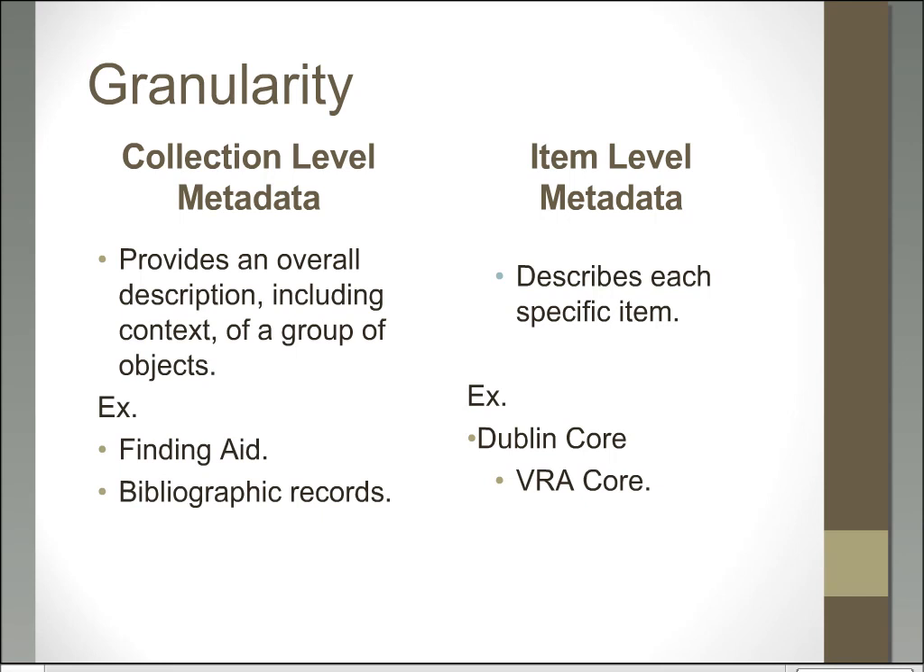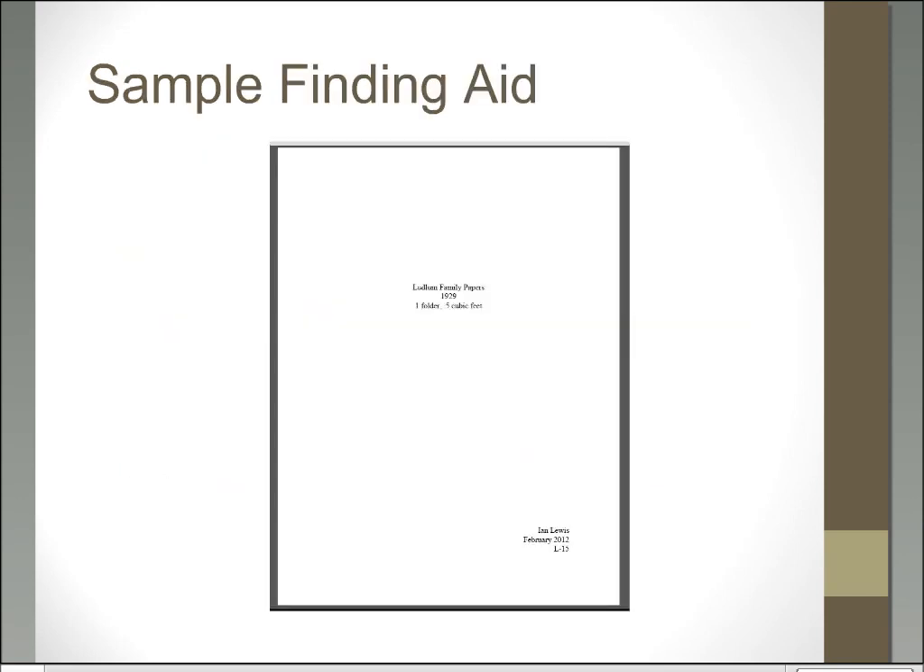EAD records, again, they're very similar, basically the same thing as finding aids, but on a computer. And then there's a catalog record you could do, which makes it findable in the library catalog, but it usually has minimum data. I'll show an example here.